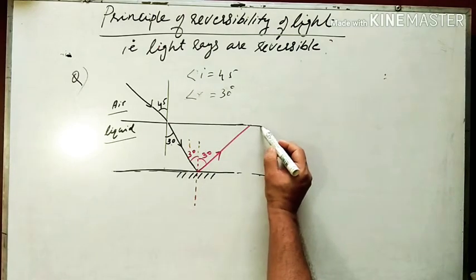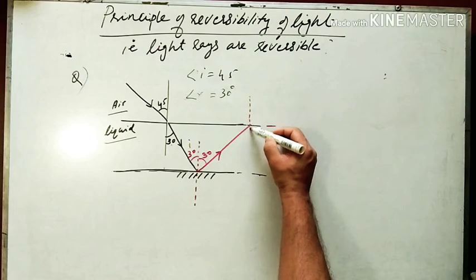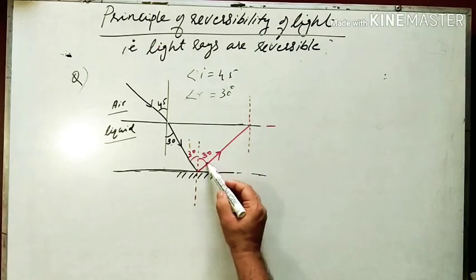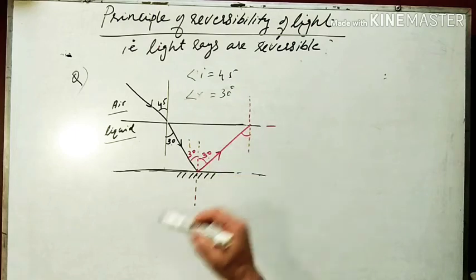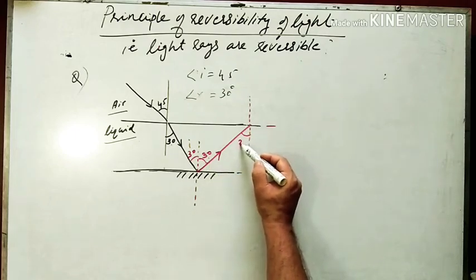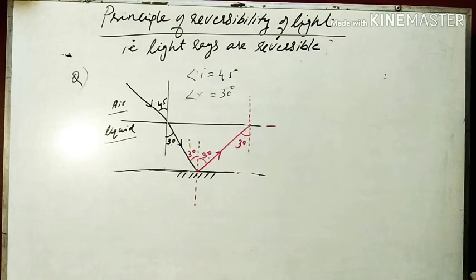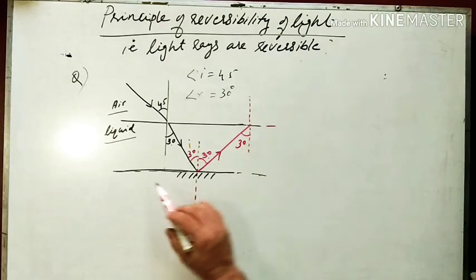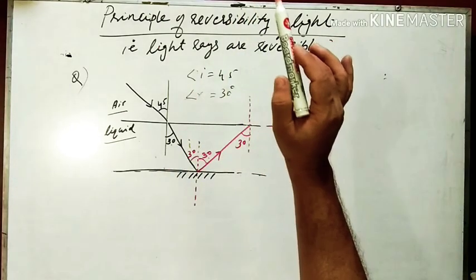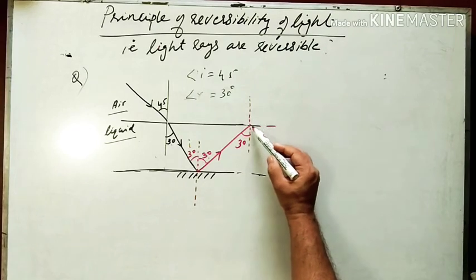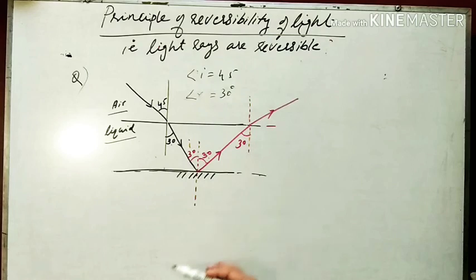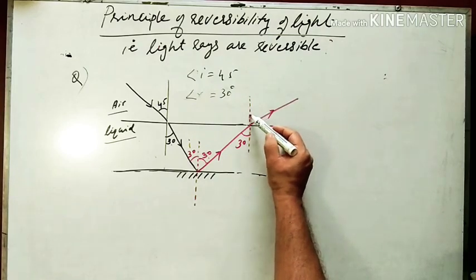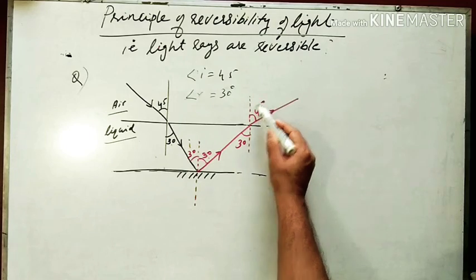Alright, again you draw a perpendicular normal to the point of incidence. If this angle is 30, the angle of reflection is 30, and this angle of incidence, being the alternate angle, must be equal, so it should be 30 degree. Now the ray of light is traveling from denser to rarer medium. How will it travel? It will bend away from the normal. It should bend away from the normal with the angle of emergence 45 degree.